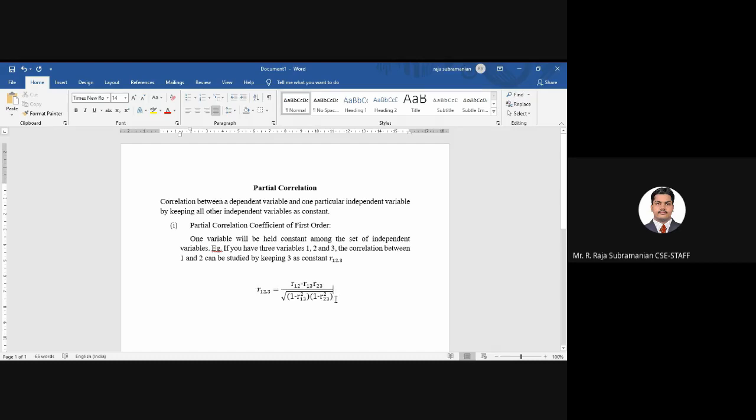What is happening is I am making all the normalization with respect to the third variable, which is made constant. The variable which is made constant is 3. So we kept it as r12.3. Since one variable is kept constant, it is called first order partial correlation. Similarly, just try to tell me what will be r13.2.